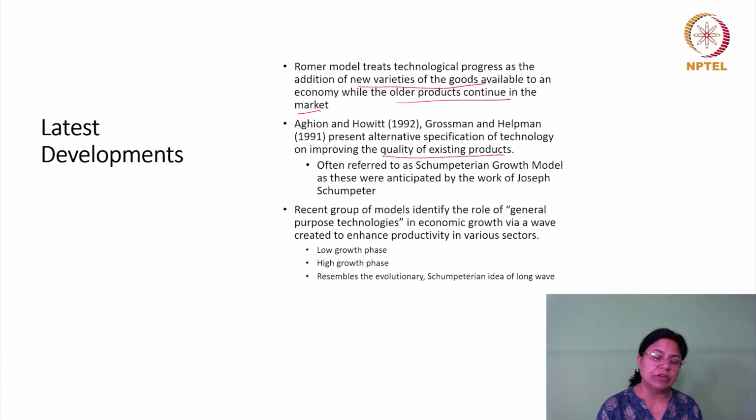So what happens initially is there is a possibility you are going through a low growth phase where most of the technologies are at a saturated level, and then a new technology is coming up, but it will take certain time for it to be adopted, to be diffused, to be available to all the sectors. As slowly the absorption and diffusion happens within an economy across the sectors, particularly of the general purpose technologies, what you will identify is a high growth phase. Now this particular model builds on and essentially resembles the evolutionary Schumpeterian idea of long waves.